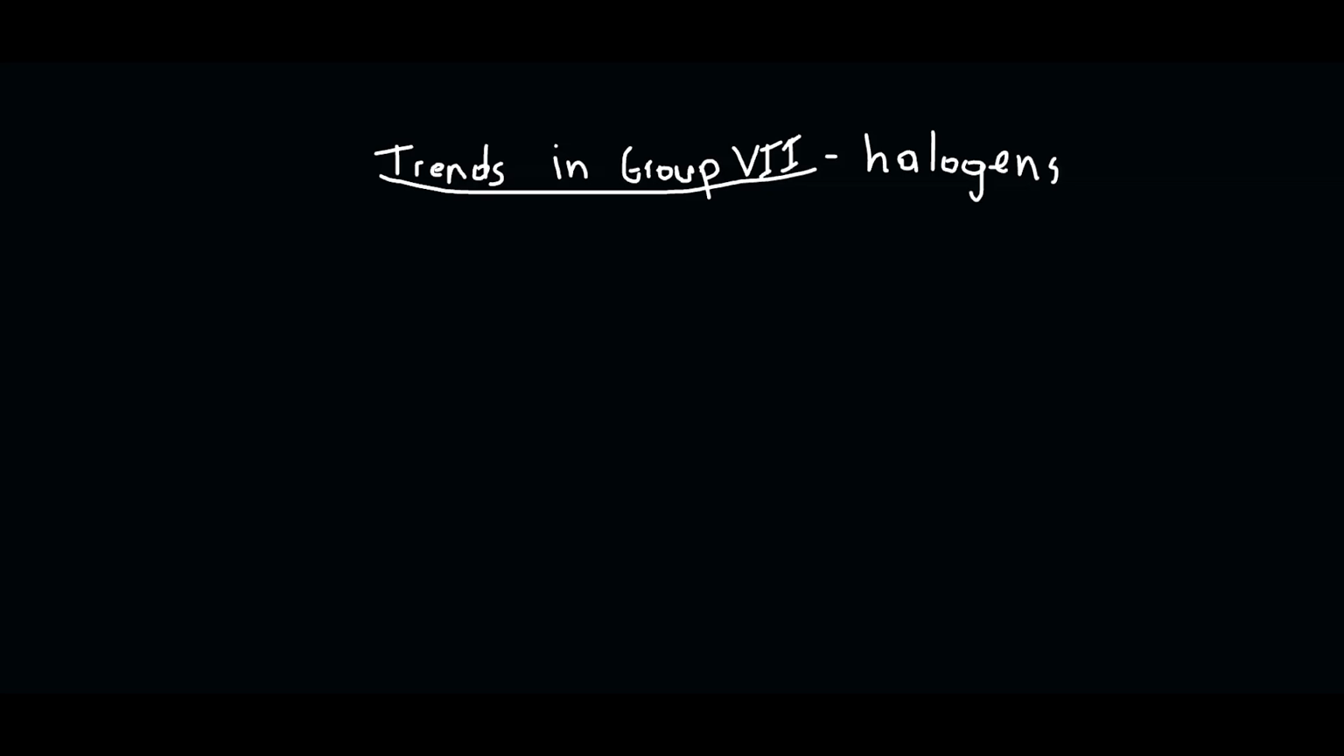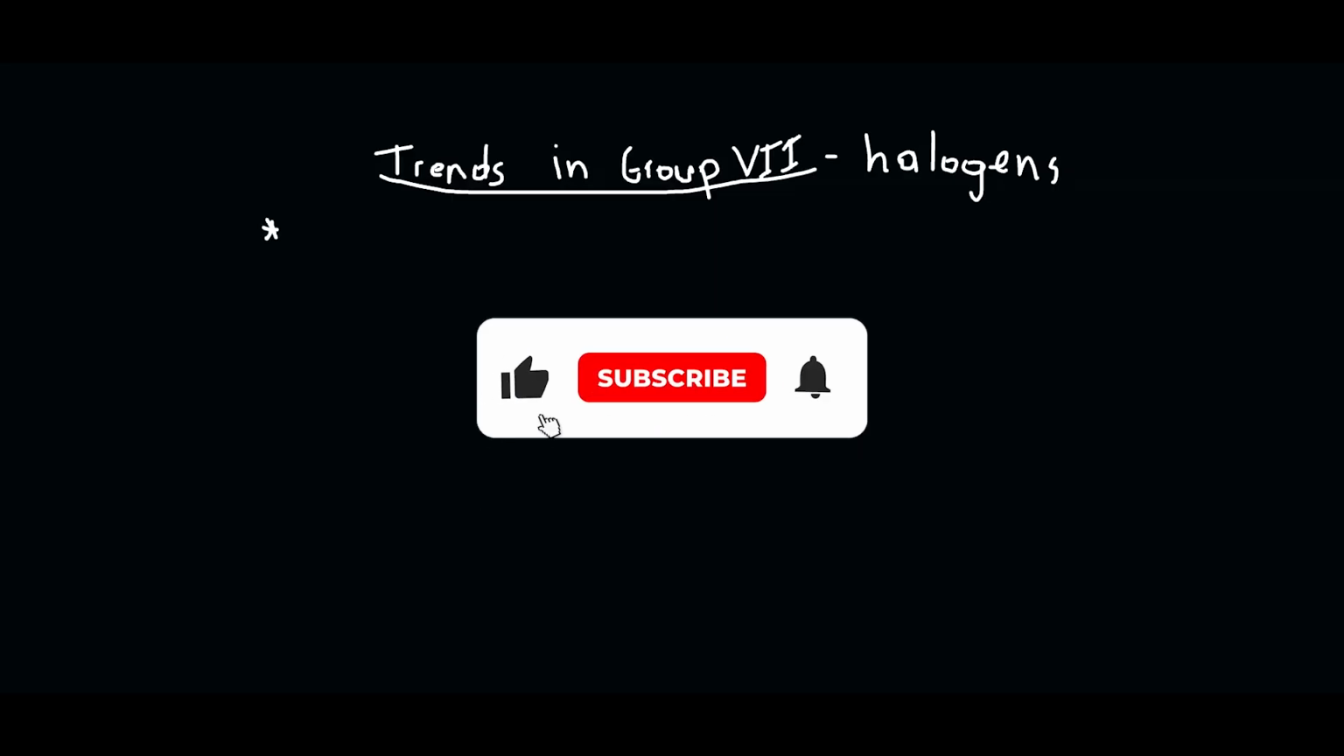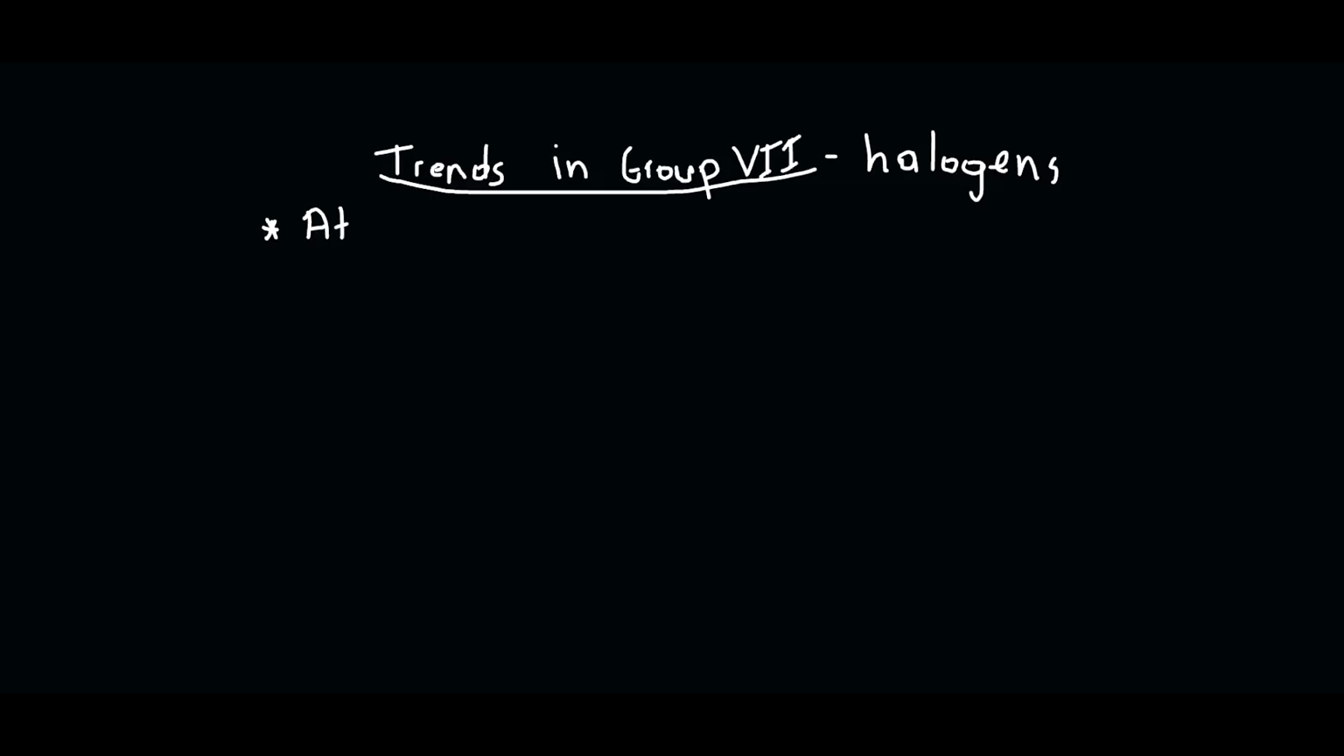We're looking at the trends in group 7, which includes ease of ionization, the atomic radius, and also the reactivity. The first one, per usual, that we'll be looking at is the atomic radius. What we can do is draw the structure of chlorine and fluorine.